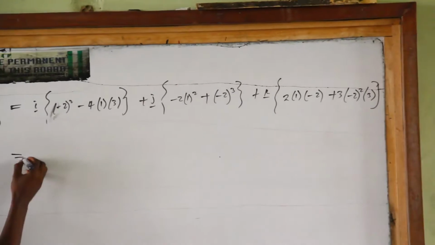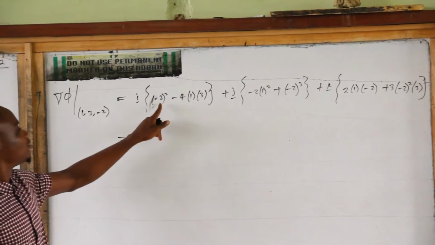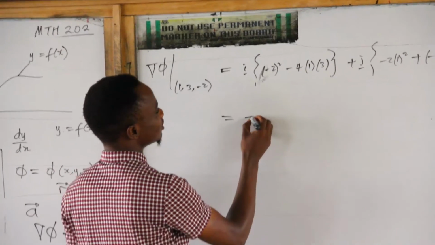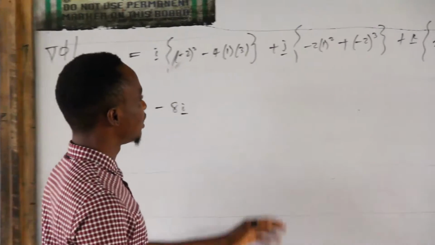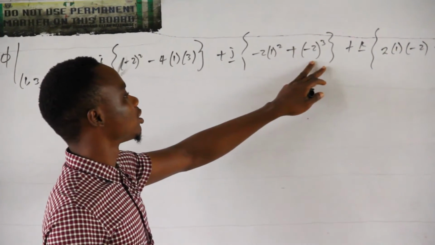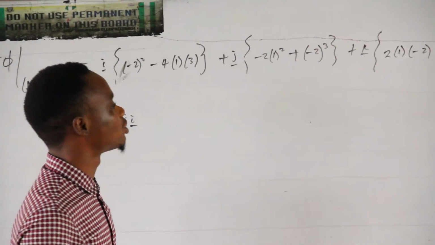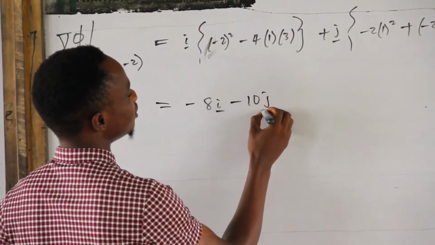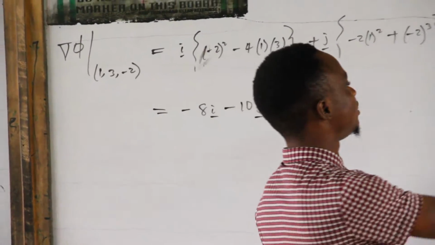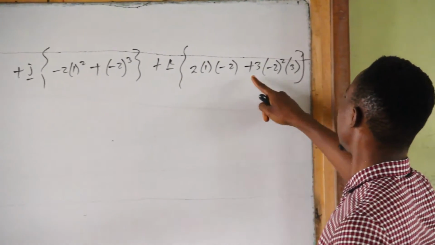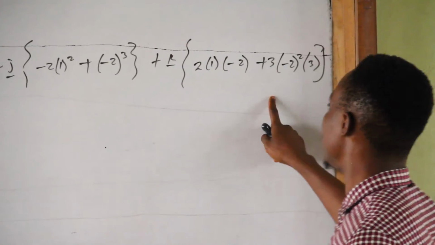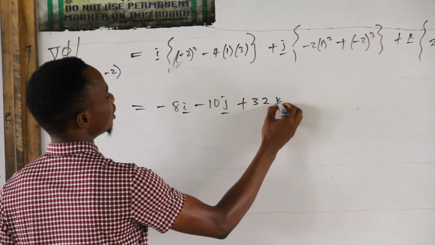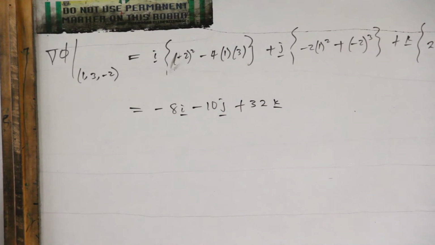It's going to give us what? (-2) squared is 4, 4 minus 12, right? That's going to be -8i. This is -2 raised to power 3, which is going to be -8. That's going to be -10, and then we're going to have -10j. Finally, plus 9 times 4 is 36, 36 minus 4 is 32, so plus 32k. Now we can find out what the directional derivative is.